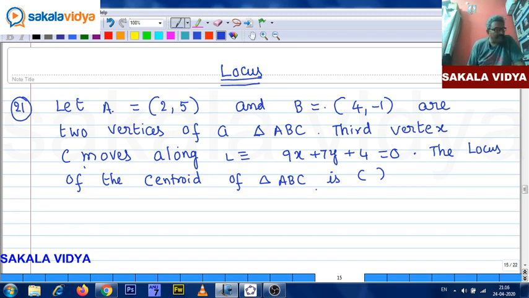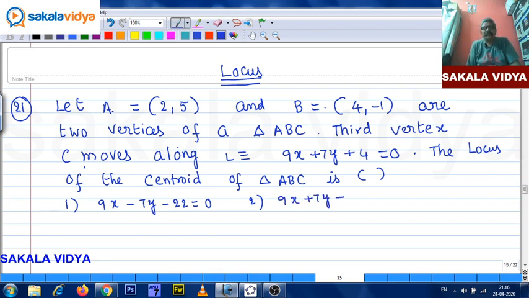Okay. Right. So now the first option, 9x minus 7y minus 22 equals 0. Second one, 9x plus 7y plus 22 equals 0. Third option, 27x plus 21y minus 77 equals 0. Fourth option, 27x plus 21y minus 78 equals 0.